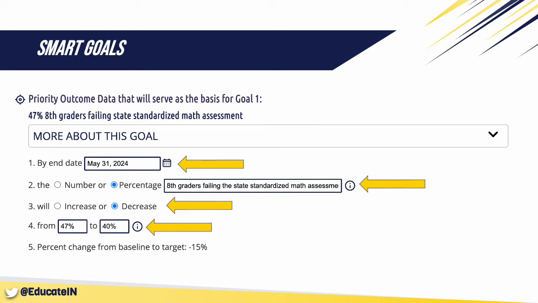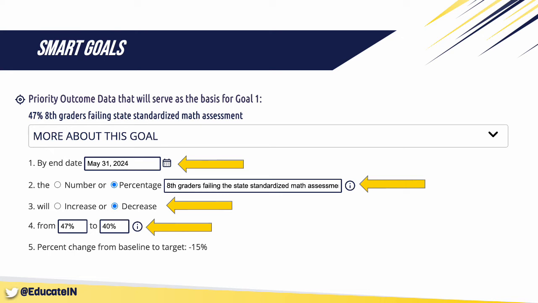Step 3, do we want to see an increase in something or a decrease? For example, an increase in the number of students who are passing 8th grade algebra, or a decrease in the number of students who are sent to in-school suspension for classroom behavior? It's easiest to stick with increasing or decreasing the number of students who.